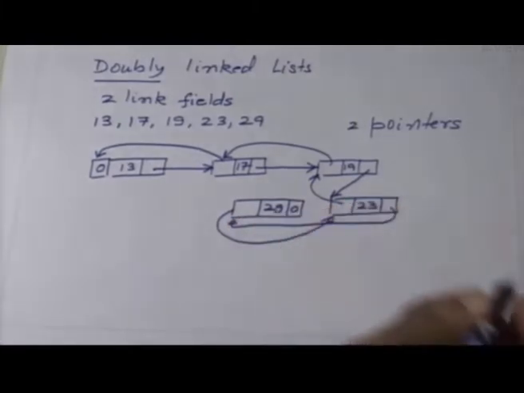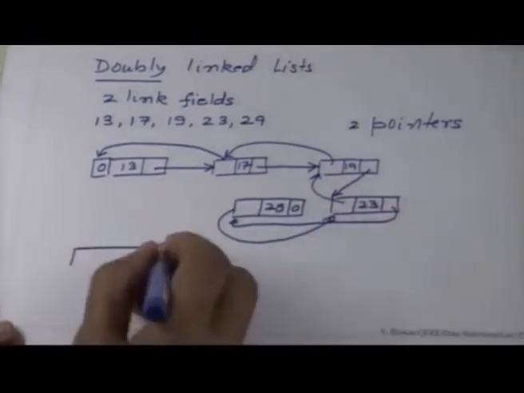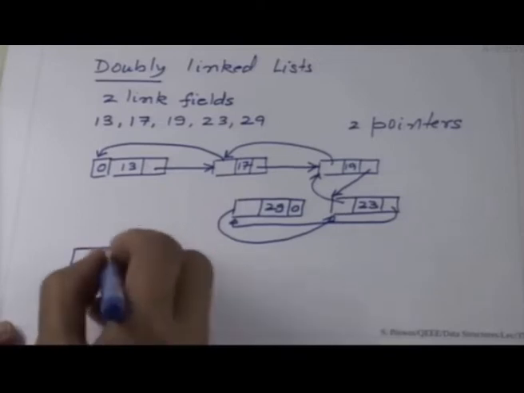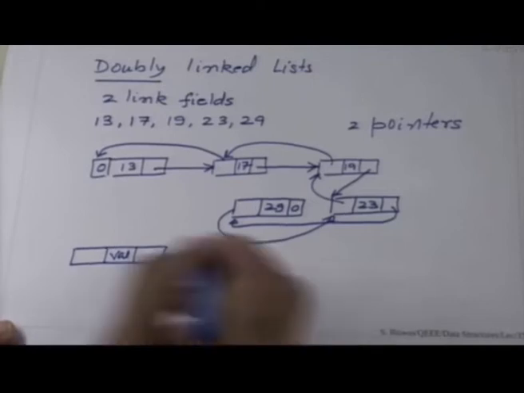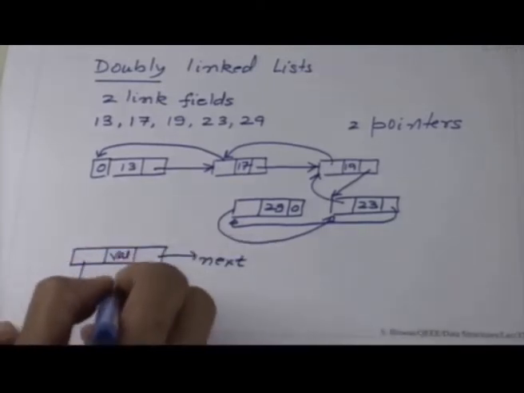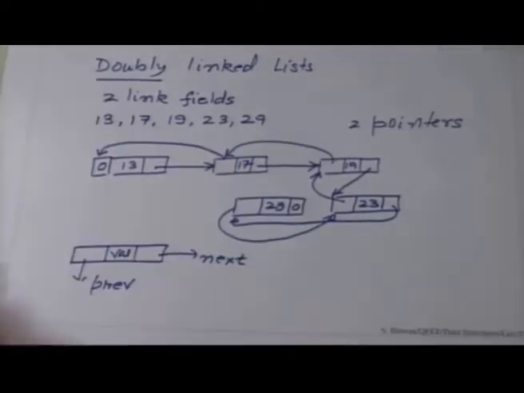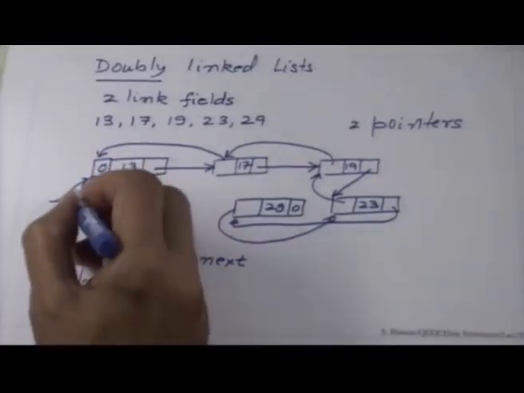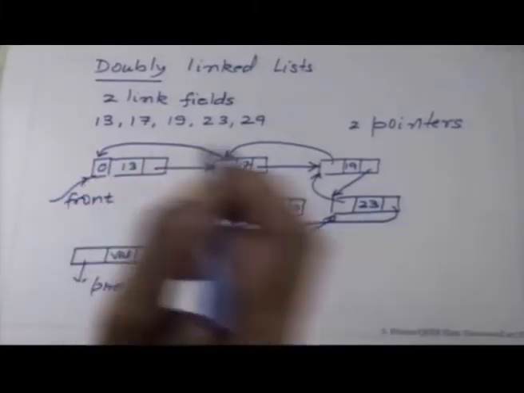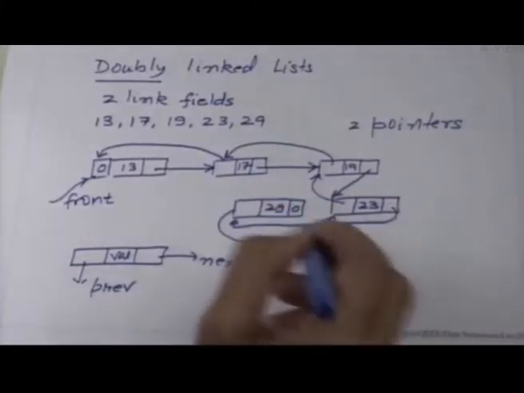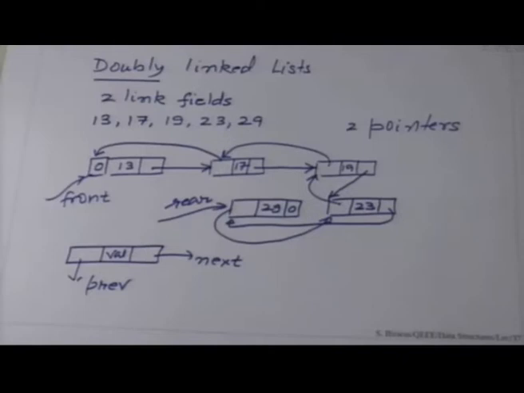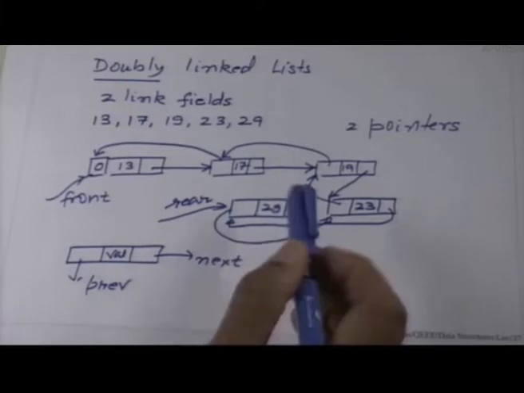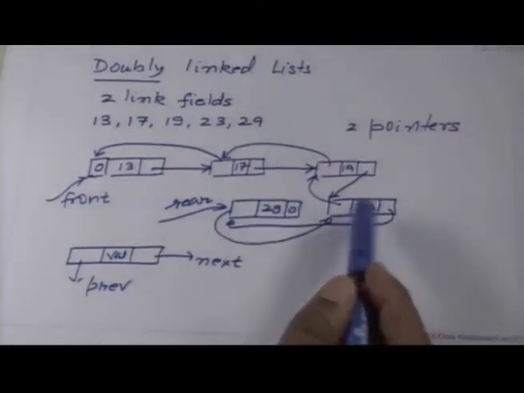23. So now observe that the structure is like this. There is a value out here, the next field is here, and this is the previous. And since I have kept two pointers, this is a pointer to the front of the doubly linked list, and this is a pointer to the rear, the end of the doubly linked list. Now you can see why it is so fast to do inserts and deletes here. Because you have both the links, deleting any element is very easy.